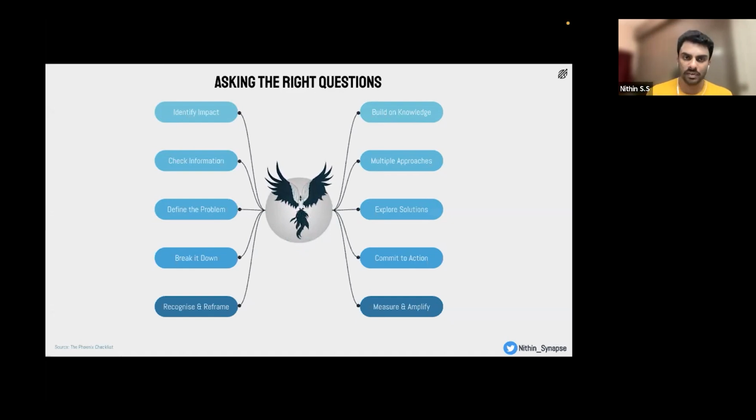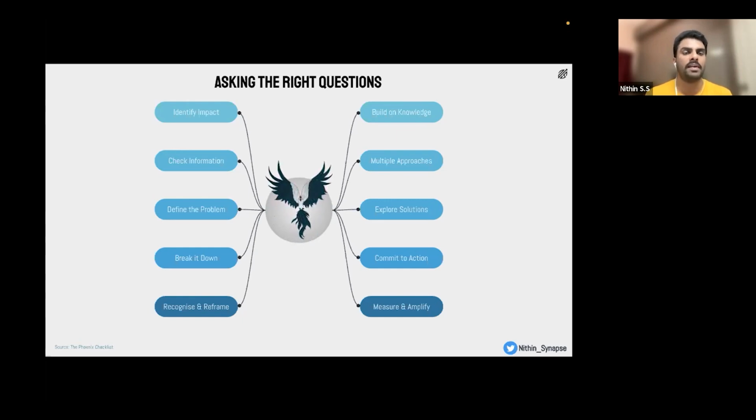And when we are checking the information, we can actually think of multiple approaches to ask better questions around the information. So how can we validate the information provided? And what all aspects do we need to cover when it comes to this specific information? And then we define the problem. So this is the problem statement which we have, and we try to have solutions for that.